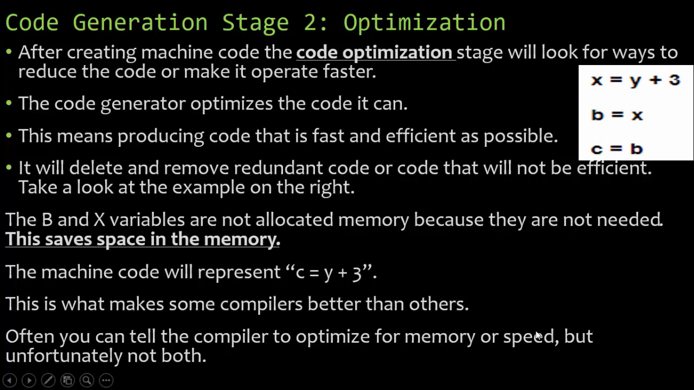They could also ask you, if it's been optimized for speed, what is one other way it could be optimized? Well, there is only one other way. If it's been optimized for speed, the other way it could be optimized is for memory, but it cannot do both of these.